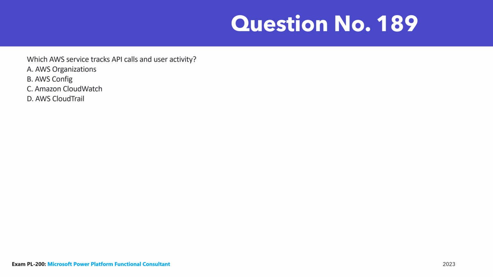Which AWS service tracks API calls and user activity? A. AWS Organizations. B. AWS Config. C. Amazon CloudWatch. D. AWS CloudTrail. Correct answer, D.